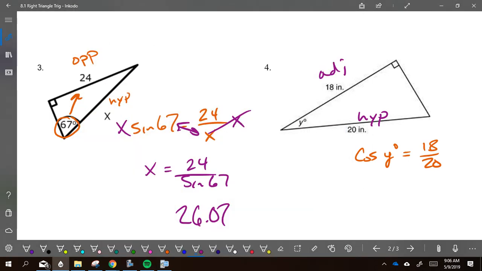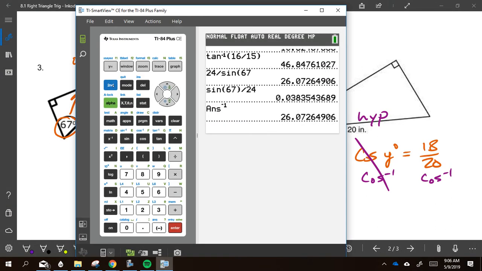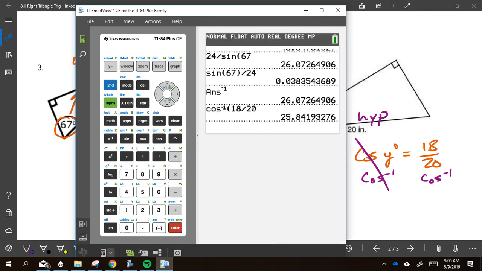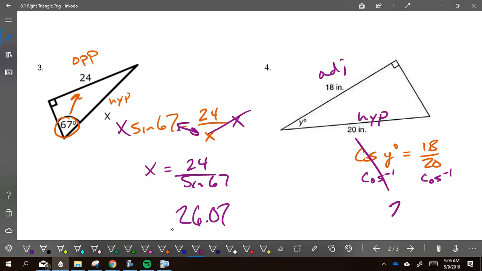So just multiply by x and then divide by the other. Cosine of y is equal to the adjacent over the hypotenuse. I've got that thing right there. Brett, what would I do to solve that? Inverse cosine of 18 over 20. So in my calculator, I'm going second cosine 18 over 20. Type it in, hit enter. I get 25.8. It's an angle, sorry. Everybody good? Flip it over.